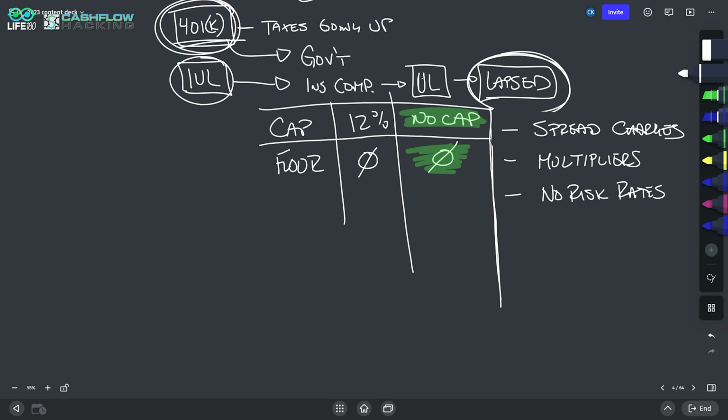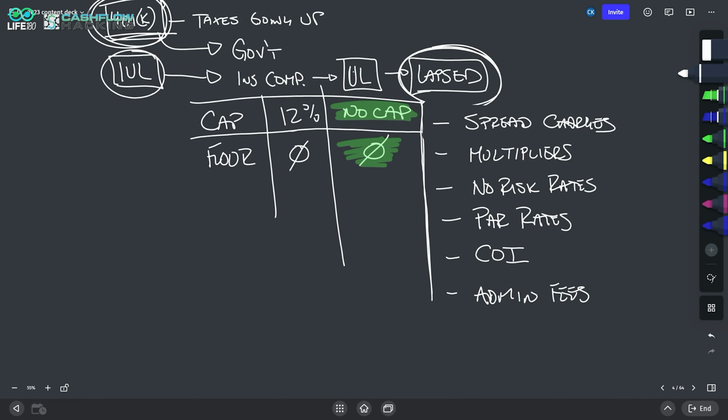So you've got the spread charges, the multipliers, the no-risk rates, and the participation rates. I'm going to write par rates. These are all areas and levers that life insurance companies can change. You have cost of insurance levels that change, and admin fees. Every company works a little bit differently, but at the end of the day, on top of the cap rates, you have all these elements that can change and will change according to the insurance company as time goes on.